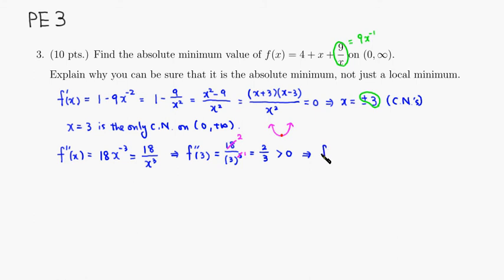So we know that f of 3 is a local minimum. But since this is the only critical number, f of 3, which we should compute, is 4 plus 3 plus 9 over 3. That would be 4 plus 3 plus 3, so that's 10. This is the absolute minimum that we're looking for.